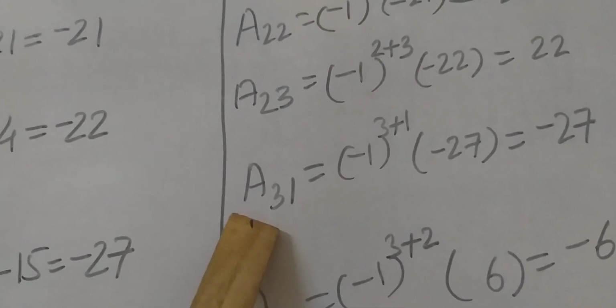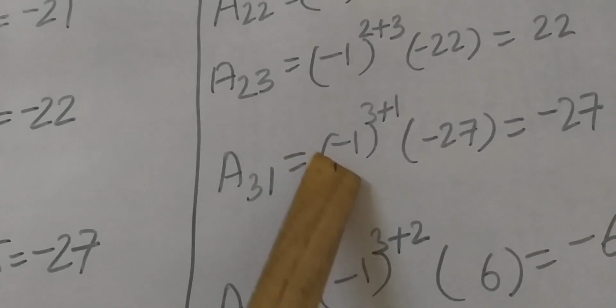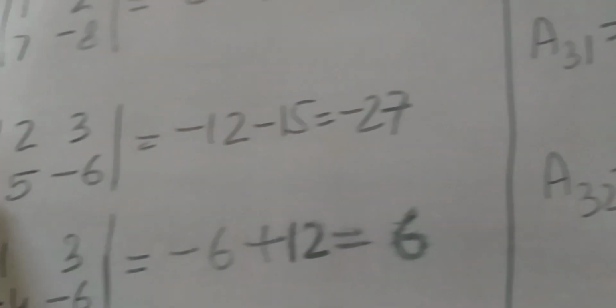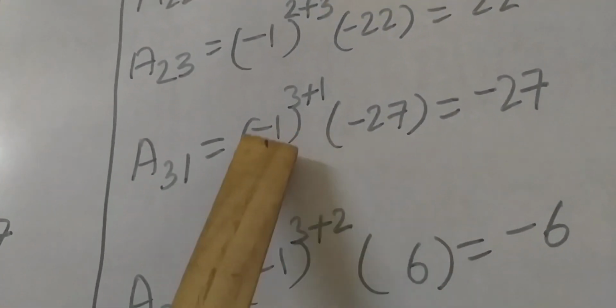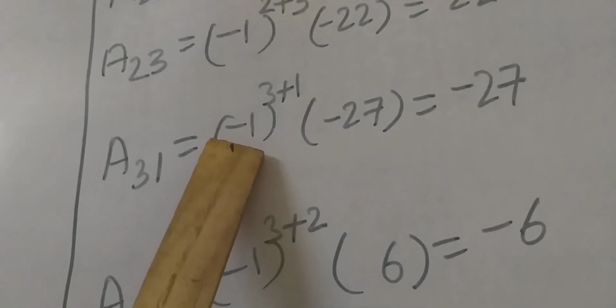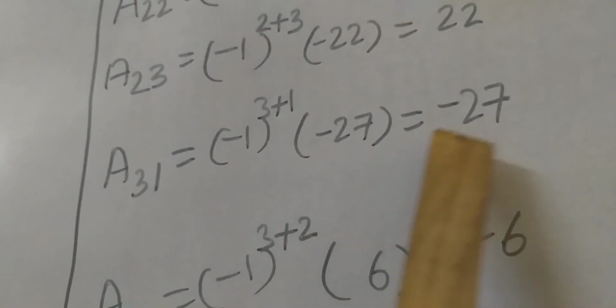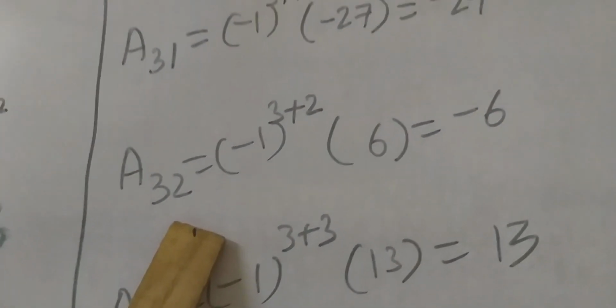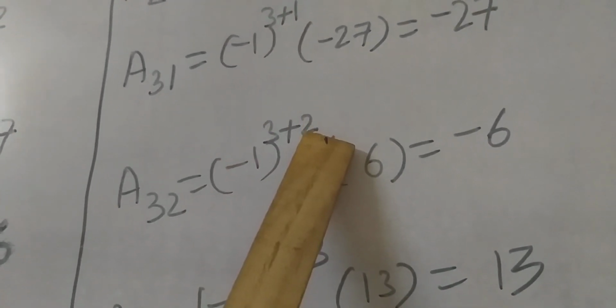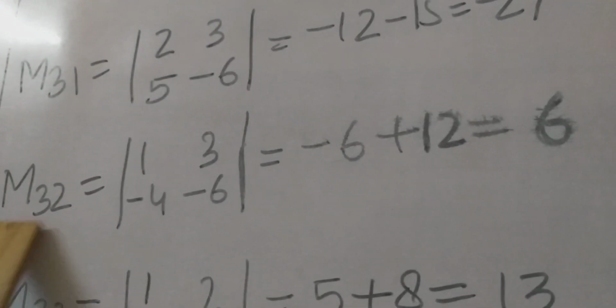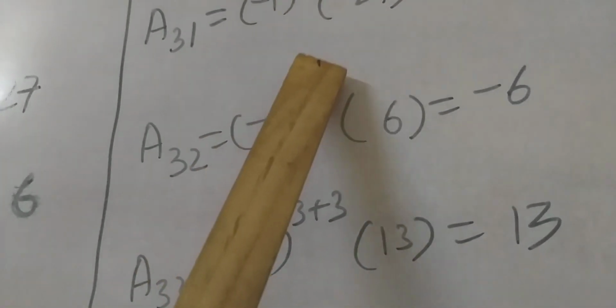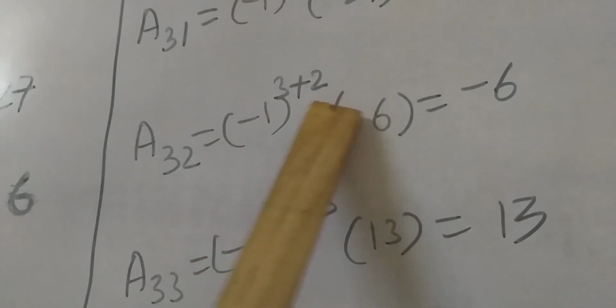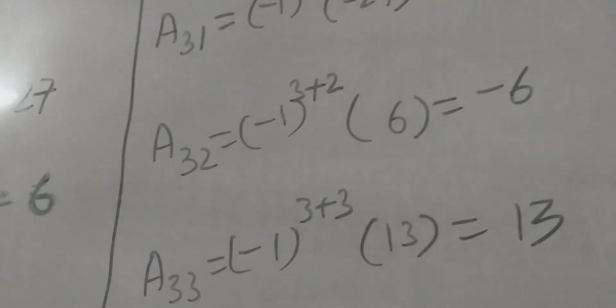Now students, a31: -1 to the power 3 plus 1. m31 value is -27. So -1 to the power 4 plus 1 into -27 is -27. Now students, a32: -1 to the power 3 plus 2. m32 value is 6. So -1 to the power 5, odd value. So that's -1 into 6, which is -6.